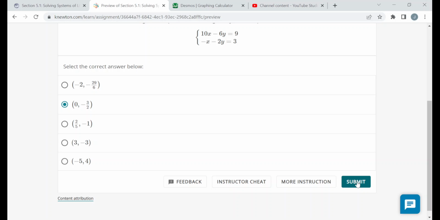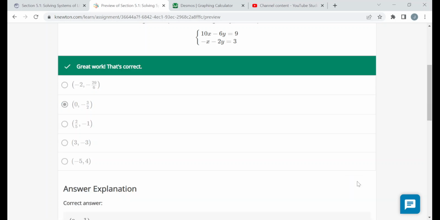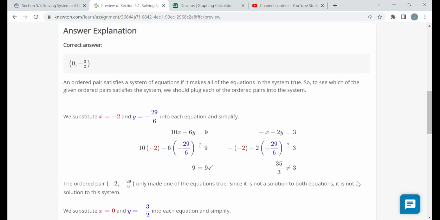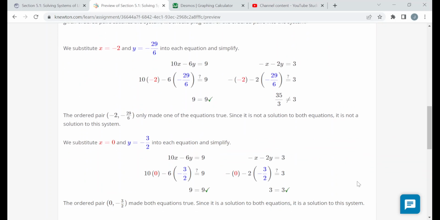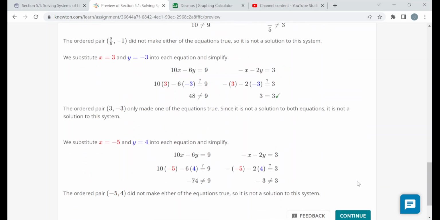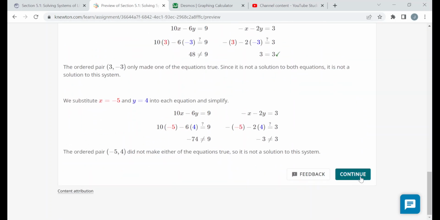So yeah, if you want to make a graph, you saw from my graph there, that made it a lot easier to determine which of those ordered pairs was working. And they go through and show you the check for all of them. And again, read through the answer explanations.